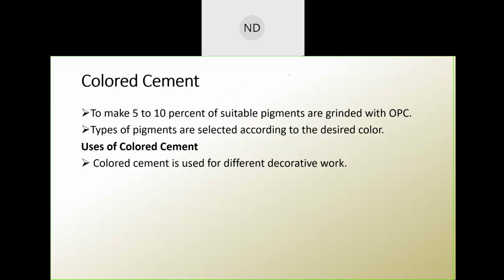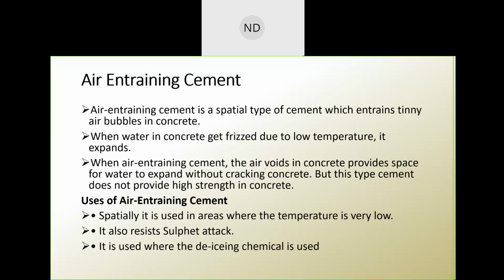To make colored cement, 5 to 10% of suitable pigments are ground with OPC. The types of pigments are selected according to the desired color. In colored cement, what happens is that in the OPC you mix different types of pigments, pigmented clinkers, so that it gives you whichever color you want. Both white and colored cement are used for different decorative works.